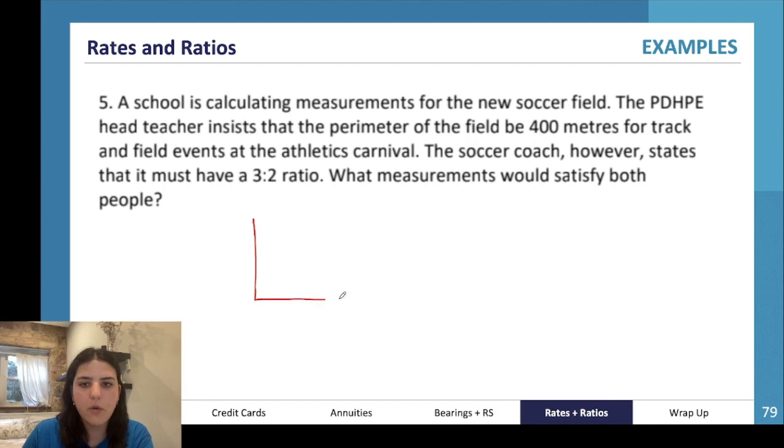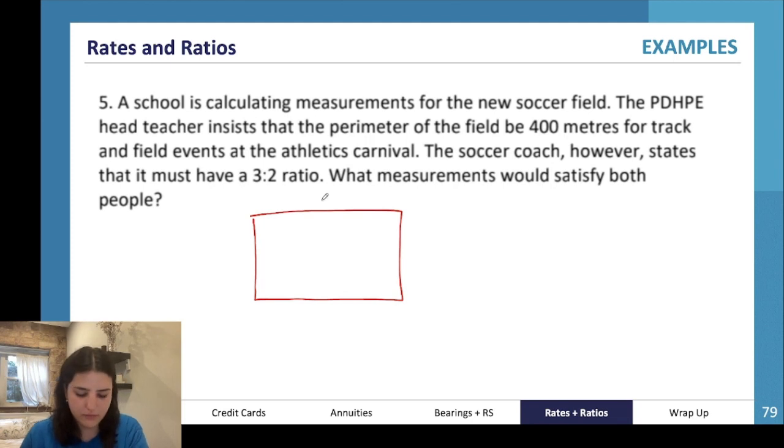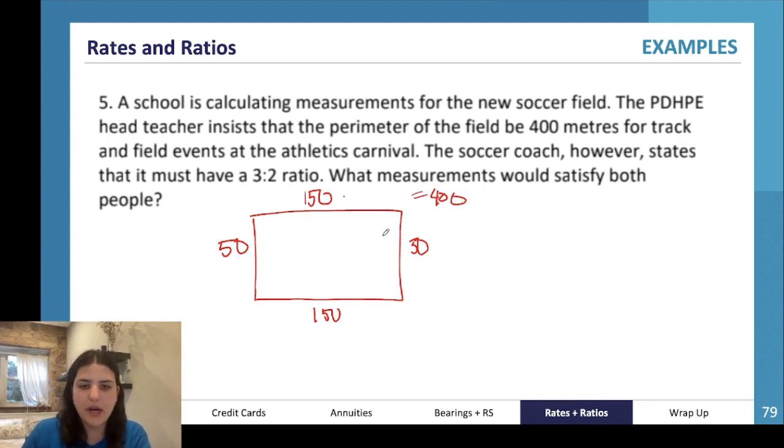Okay, so the PDHPE teacher wants the perimeter to be 400 metres. So something like maybe we could do 150, 150, 50, 50. Whatever it is, it has to add to 400. However, soccer coach wants it to be a 3:2 ratio, which means that this side is 3 parts and this side is 2 parts. So what we can do is start by working out half of it.